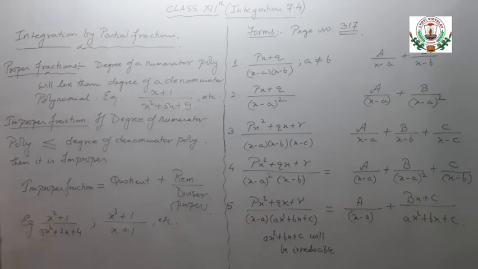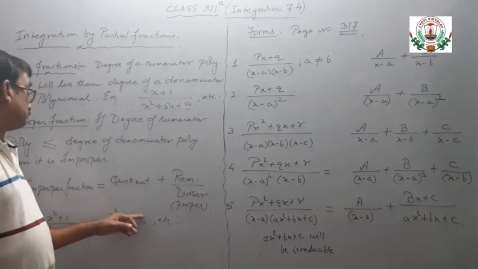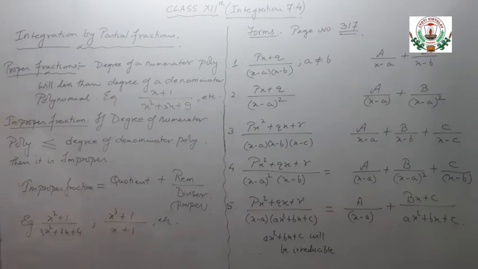Example: x square plus 1 upon 3x square plus 2x plus 2. The degrees of the numerator and denominator polynomials are equal, so it is an improper fraction. And x square plus 1 upon x plus 1: the degree of the numerator polynomial is greater than the degree of the denominator polynomial, so therefore it is also an improper fraction.